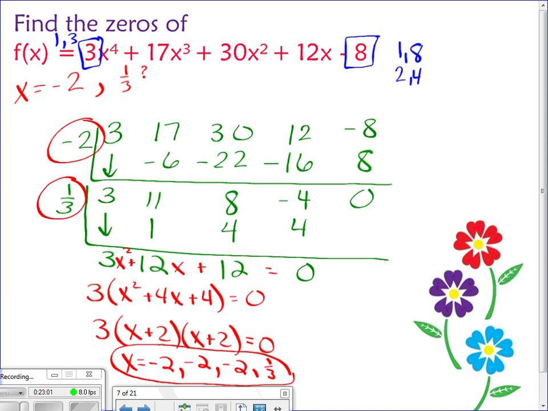And what you would do is list all your possible answers, which means you would take your P value and divide it by your Q value. Just hang with me. So you'd have 1 over 1, 1 over 3. I would have 8 over 1, 8 over 3. 2 over 1, 2 over 3. 4 over 1, 4 over 3. Not only are all of those options, because I wasn't really sure, they're all plus minus.